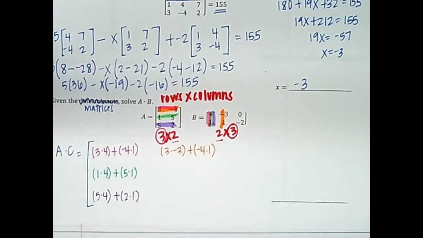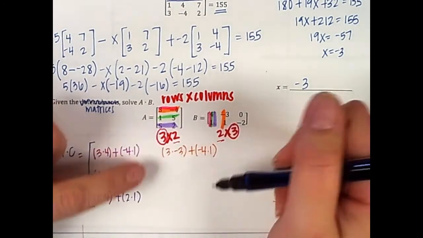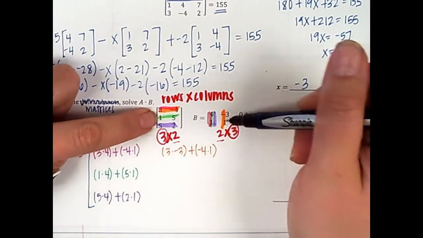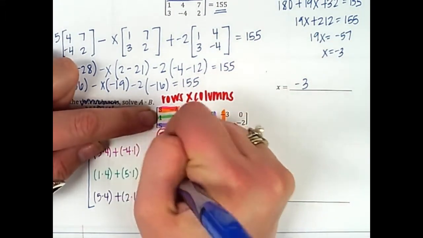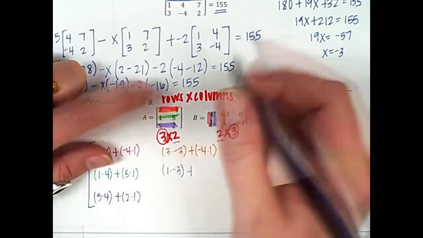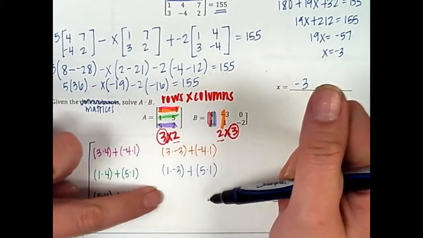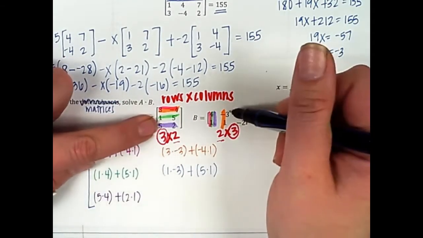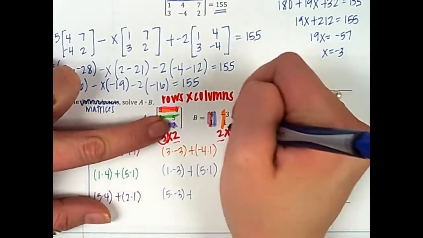Okay, like I said, I am really going to run out of colors here, so I'm just going to continue on with blue. So at this point, we're going to move down a row, but stay in column 2. So 1 times negative 3 plus 5 times 1. And then I'm going to move down my row, stay in column 1, so 5 times negative 3 plus 2 times 1.